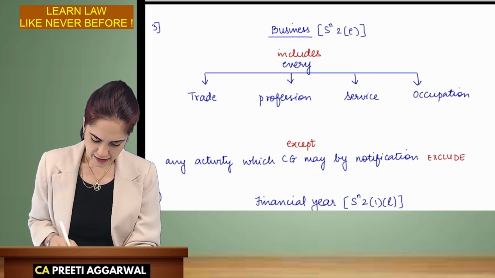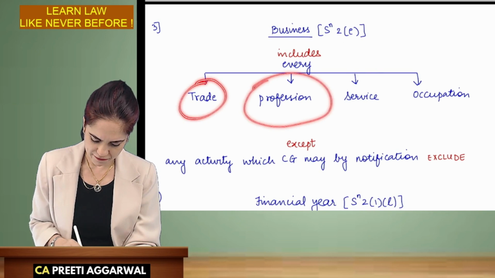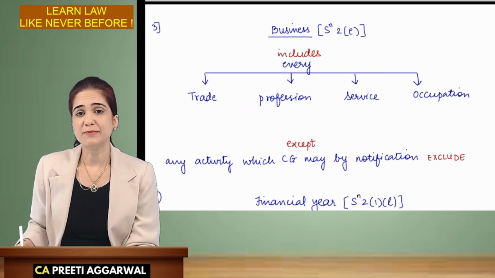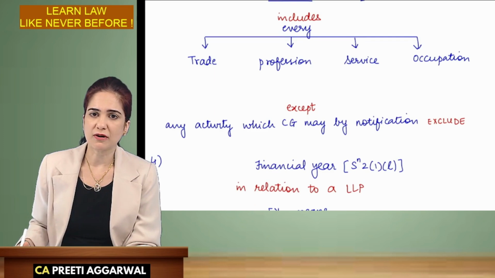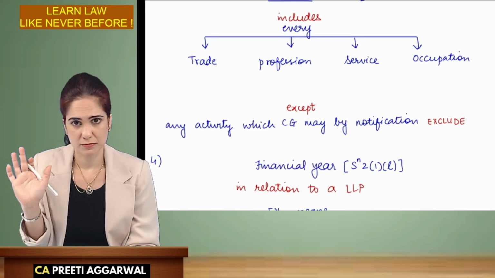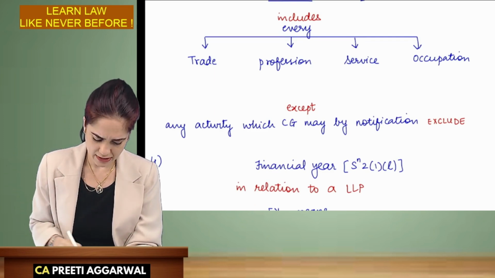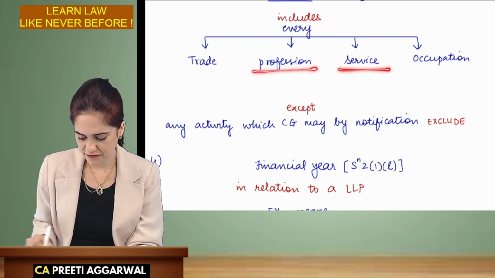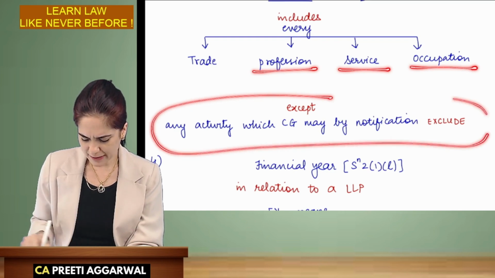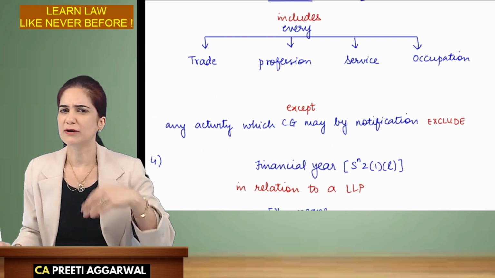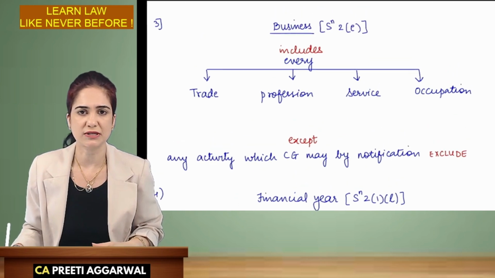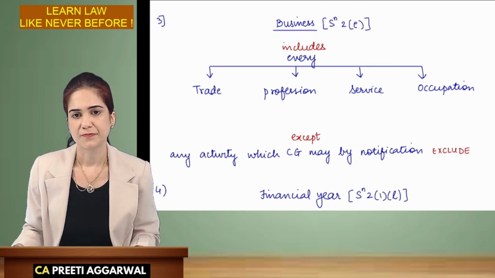Business includes every trade, profession, service, occupation, except the activities which central government may by notification exclude. That is not excluded as of now. So it includes trade, business, profession, service, occupation, except any activity which central government may by notification exclude. So if they exclude something, then that is not considered in the definition of business. Right?